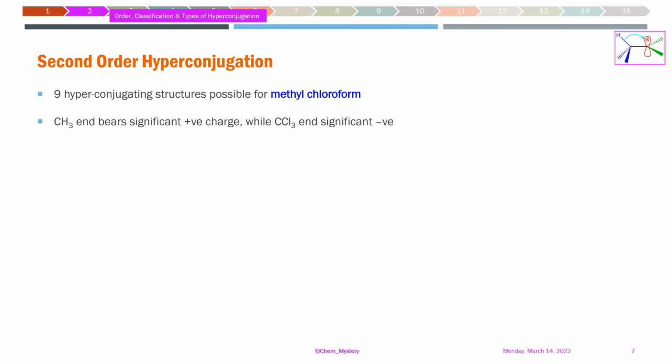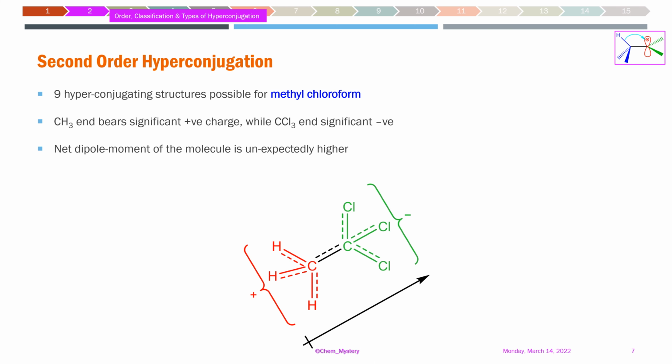Here, CH3 is going to have quite a delta positive charge, because those hydrogens have delta positive charge spread on them. All three hydrogens have relatively delta positive charge, and all three chlorines can have delta negative charge. So the net thing is that this end can have a positive charge and this end can have a negative charge.